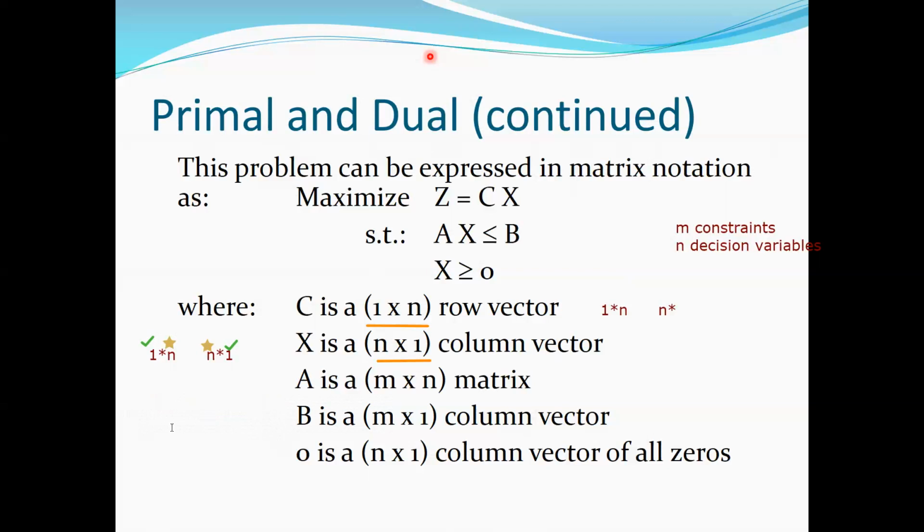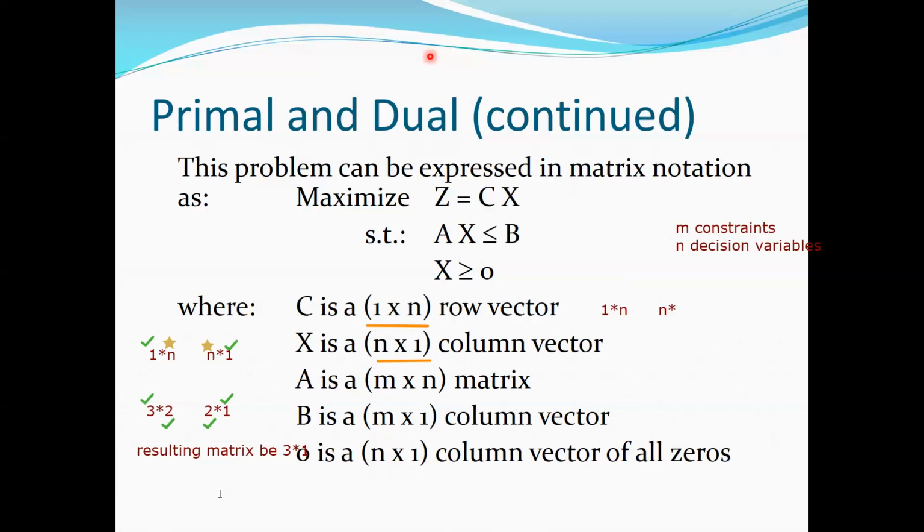Let me give you another example. If I have a 3 cross 2 matrix and I want to multiply it with any matrix, the number of rows in the second matrix has to be 2. So if I multiply a 3 cross 2 with a 2 cross 1, now the multiplication is possible because this 2 matches with this 2. That's the good news. And the resulting matrix would be 3 cross 1.